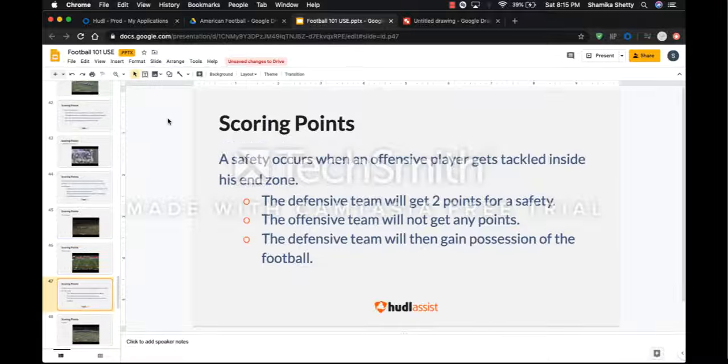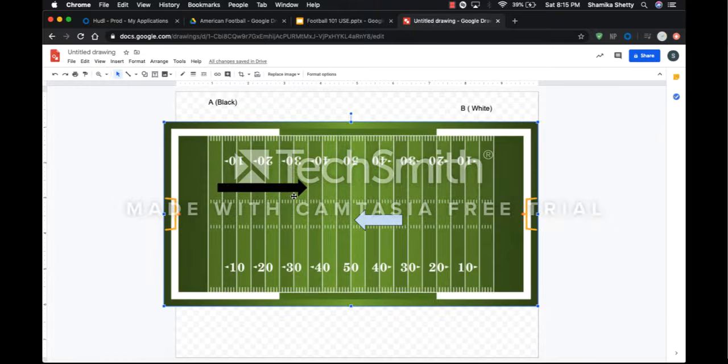Okay. The last scoring point is known as a safety. Now, what is a safety? A safety occurs when an offensive player gets tackled inside his end zone. Let's come back to our example. Now, team A is our offense, team B is our defense. A has to advance the ball from this side to this end zone.